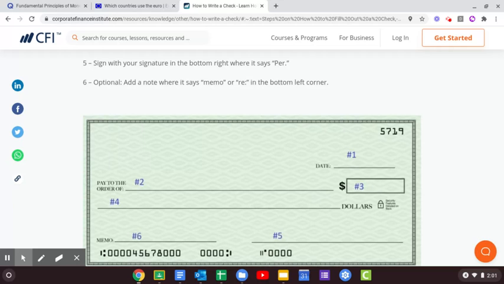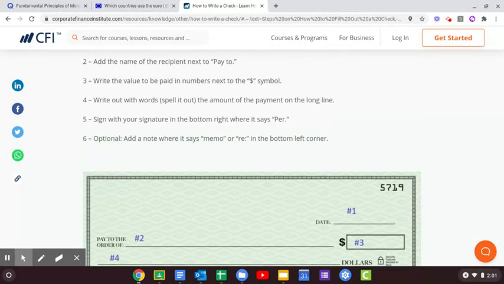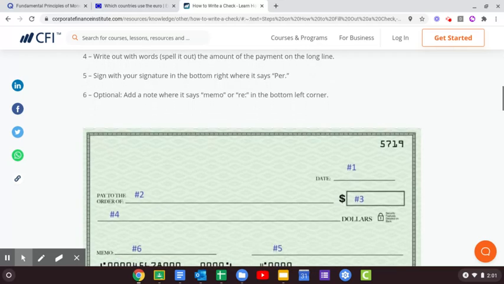Number 4, write out the words, spell it out. Spell out the amount of the payment on the long line. Again, when I was younger, this was to be done in cursive. I don't know that that's necessary. I think that is the accepted thing to do. I think you can print it and be just fine. But we're going to write out the amount, that number 3 right here, that this is equal to.